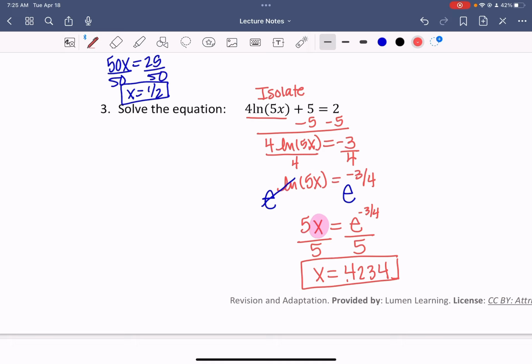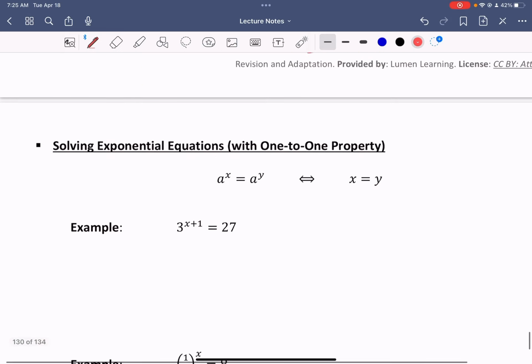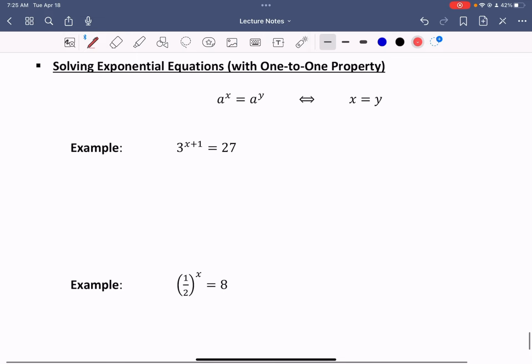Sometimes it means just changing up the format and turning it to an exponential. Let's look at this next property. It says solving exponential equations with the one-to-one property. So when we're solving exponential equations, meaning that we don't have log written here, but we do have a situation where we have the same bases, then we're going to say, okay, because those bases are the same and they're equal, I can just set the exponents equal to each other.